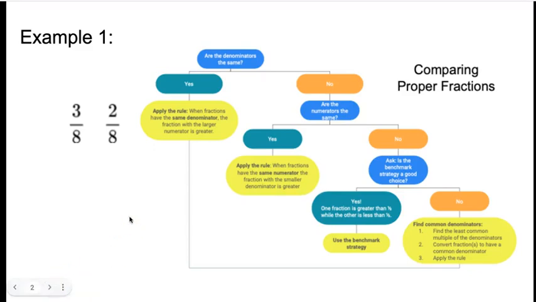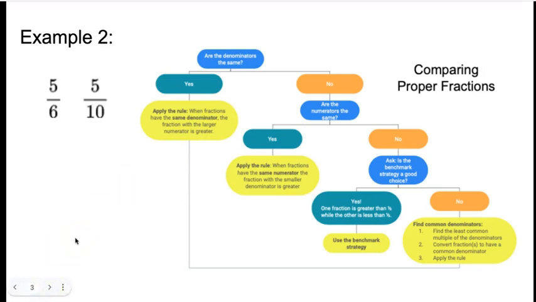In example 1, I'm comparing 3/8 and 2/8. So I will start at the top of my flowchart. Are the denominators the same? Yes, 8 and 8 are the same. So I will apply the rule: when fractions have the same denominator, the fraction with the larger numerator is greater. So 3/8 is greater than 2/8.